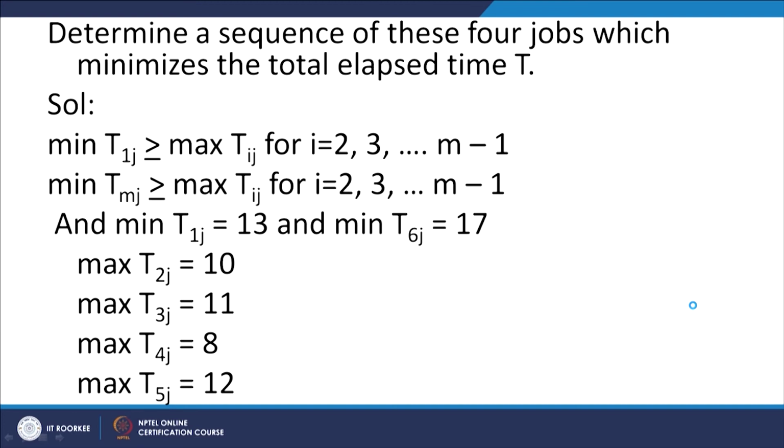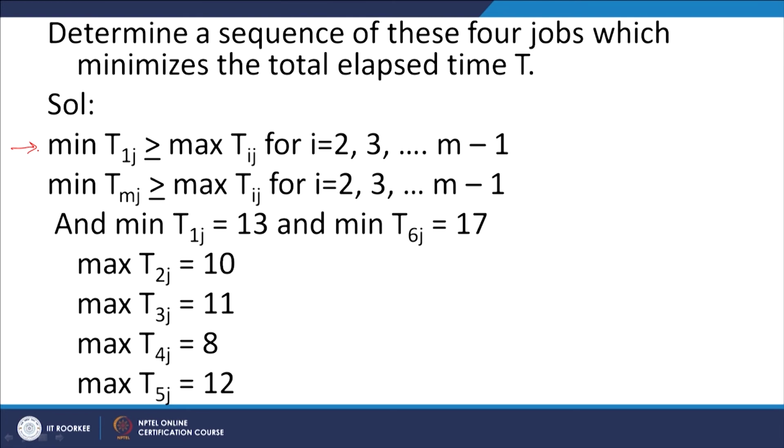So, what we have to do is look at the conditions given in our step number 1. The first condition is we have to check whether the minimum of T1j is greater than or equal to the maximum of Tij for i equal to 2, 3, up to m minus 1. And the second condition is the minimum of Tmj is greater than or equal to the maximum of Tij for i equal to 2, 3, up to m minus 1.